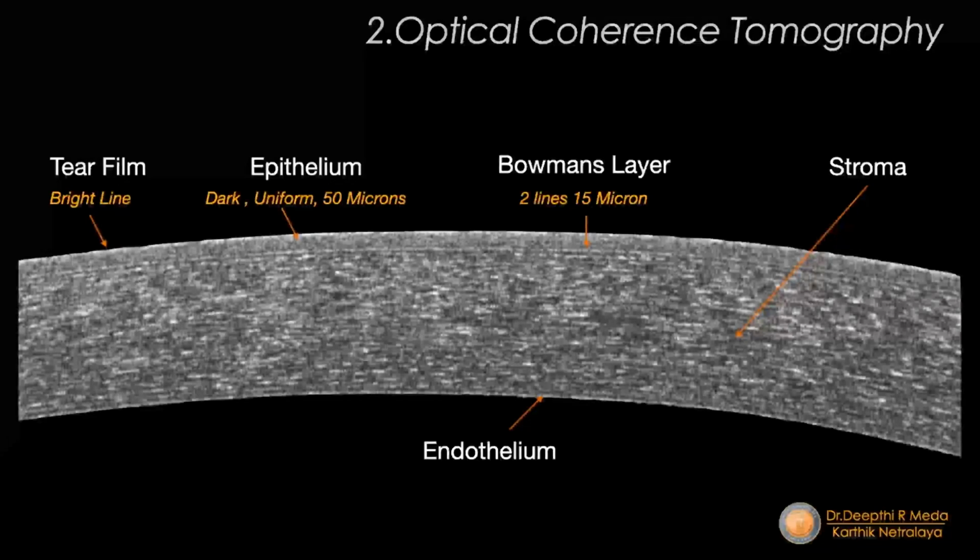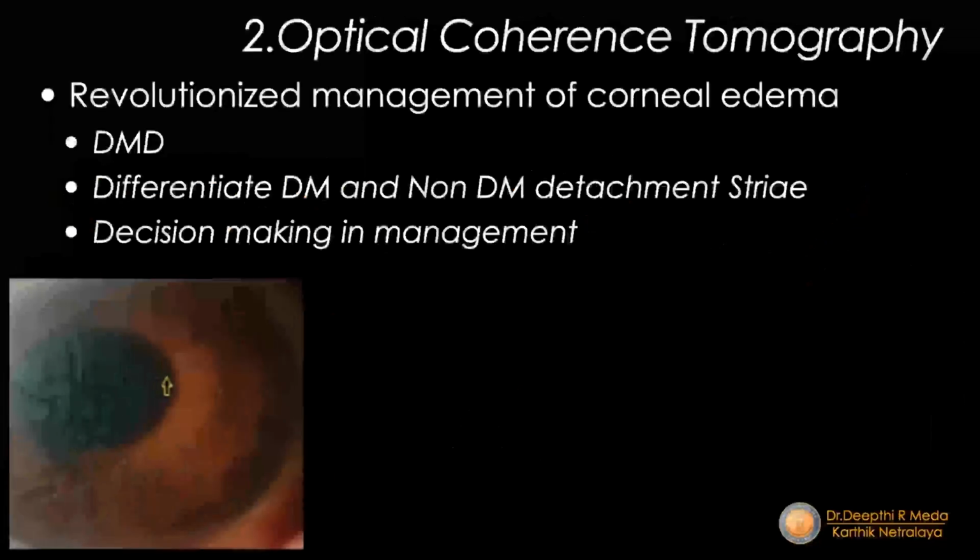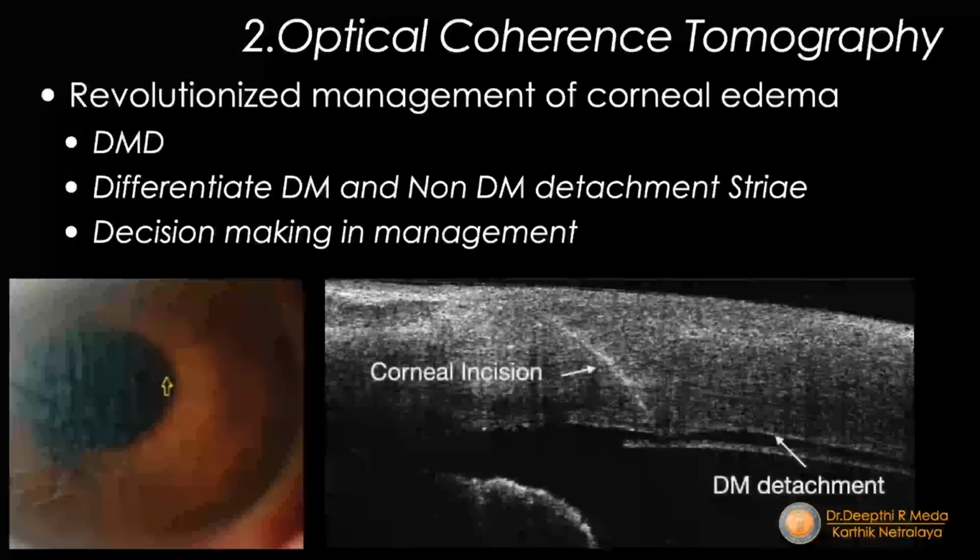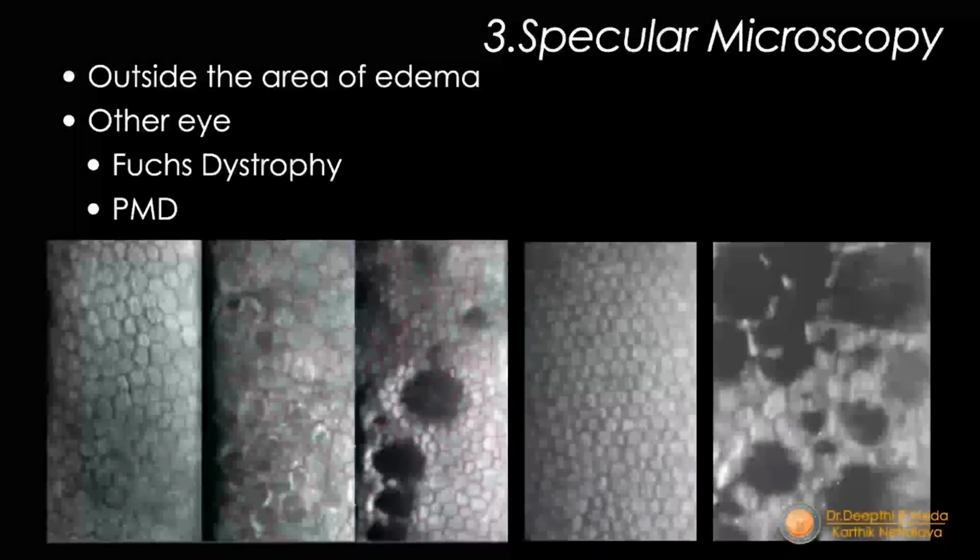The next important tool would be the OCT. This is how a normal OCT of the cornea looks. It is of extreme value, especially if you want to differentiate between a DMD-associated, that is a Descemet's membrane associated edema, and non-Descemet's membrane associated edema. And I will be discussing this in further slides as well.